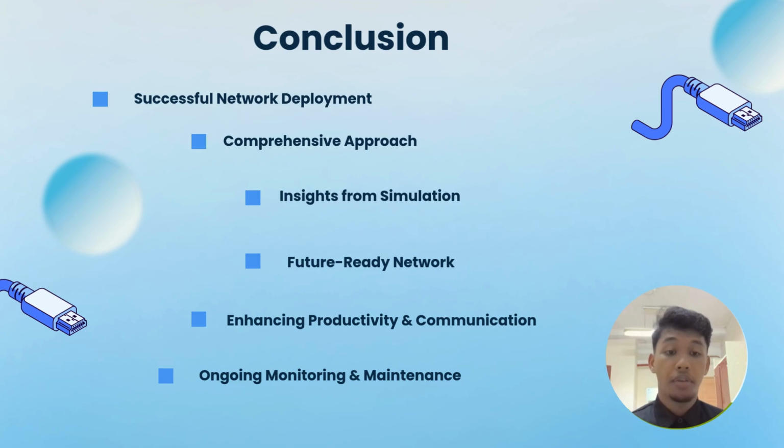So we're going to the last slide. We're going to talk about the conclusion. The first one is successful network deployment. The project successfully established a strong and strategic wireless network infrastructure to ensure reliable connectivity for users. The next one is comprehensive approach. It began with a true understanding of the background, challenges, and goals, forming the foundation for design and implementation.